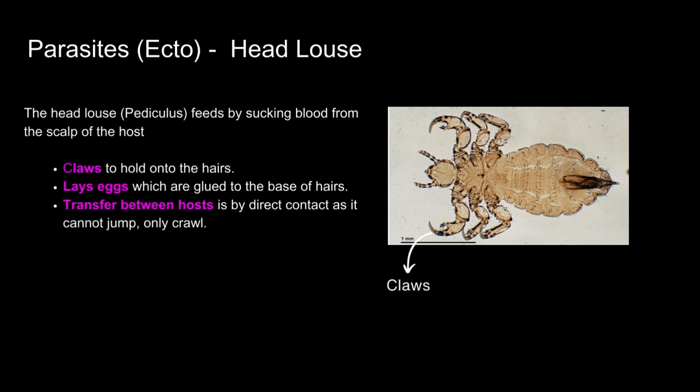We're now going to look at another example of a parasite, and it's ecto because it's outside the body. This example is a head louse. It's a bit of a simpler structure than the tapeworm, but essentially it feeds by sucking blood from the scalp of the host. It has claws which hold on to the hairs, and it lays eggs which are glued to the base of the hairs. It can easily transfer between hosts by direct contact, as it cannot jump but only crawl. So, another example of a parasite.